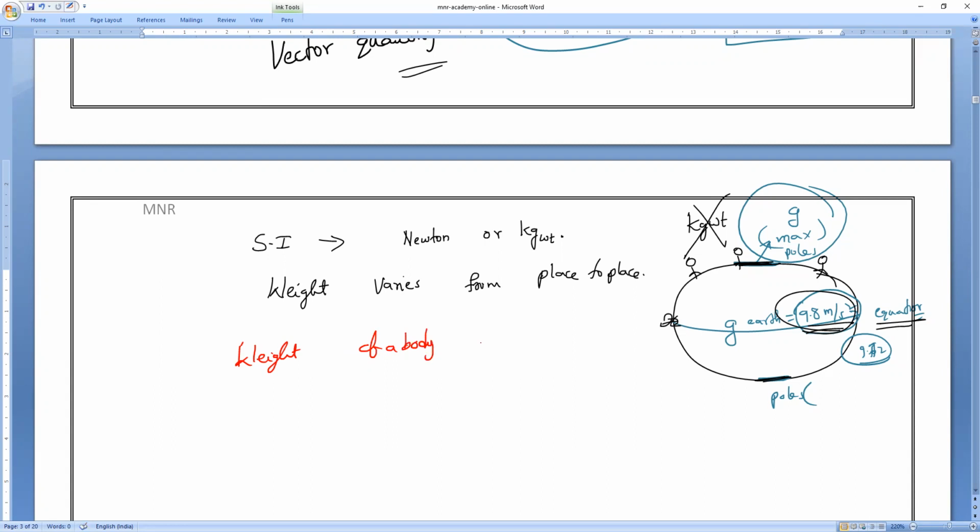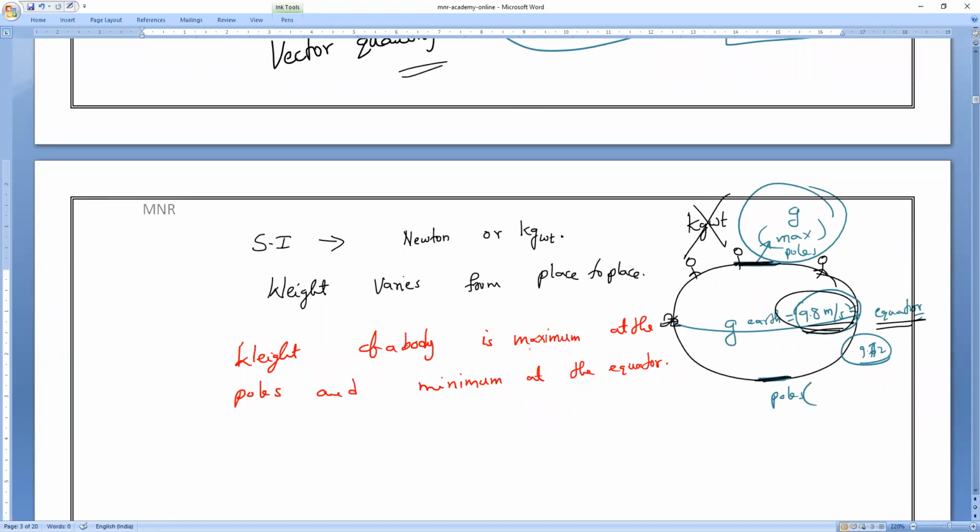Weight of a body is maximum at the poles. Clear, everybody? Understand, Sanjay, Shivani? And minimum at where? Equator. Minimum at the equator. We can calculate that value also. We will study it in the gravitation chapter. We'll calculate it also. Okay, guys?